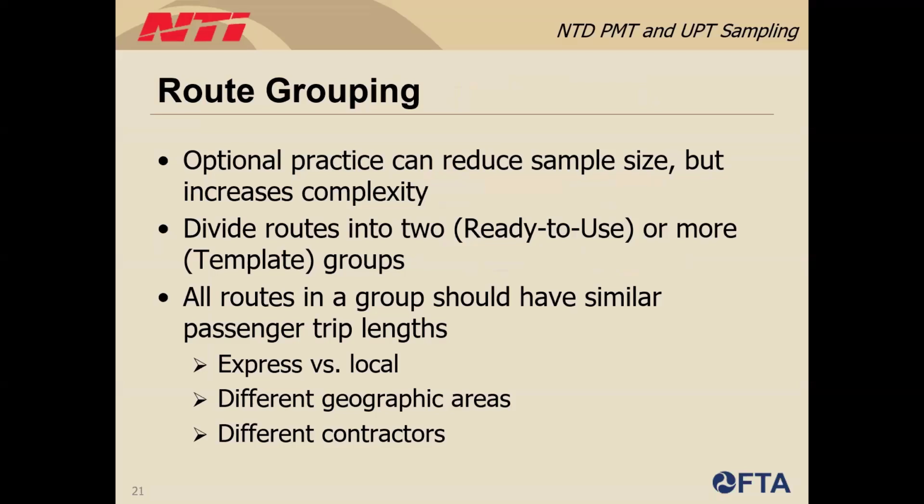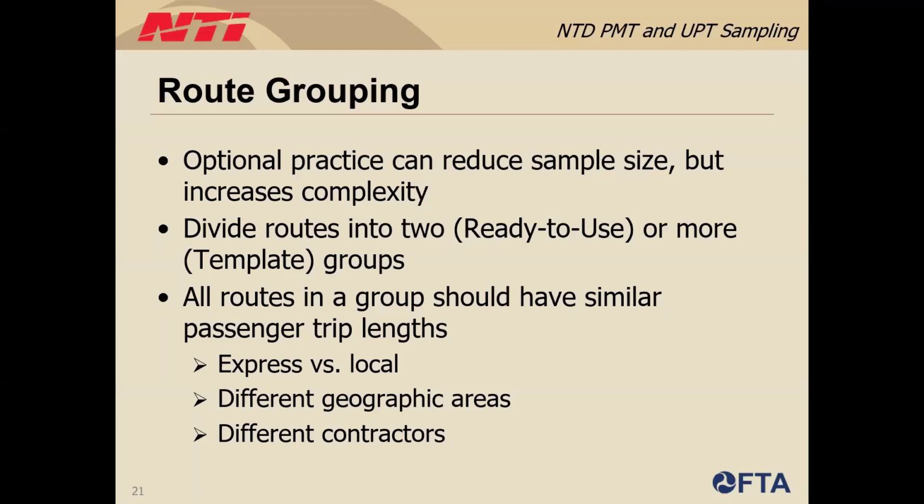I mentioned that there are a few ways to customize your sampling plan. One of these is called route grouping. This is completely optional, but in some cases it can reduce your required sample size. But it also increases the complexity of the sampling and the math involved.